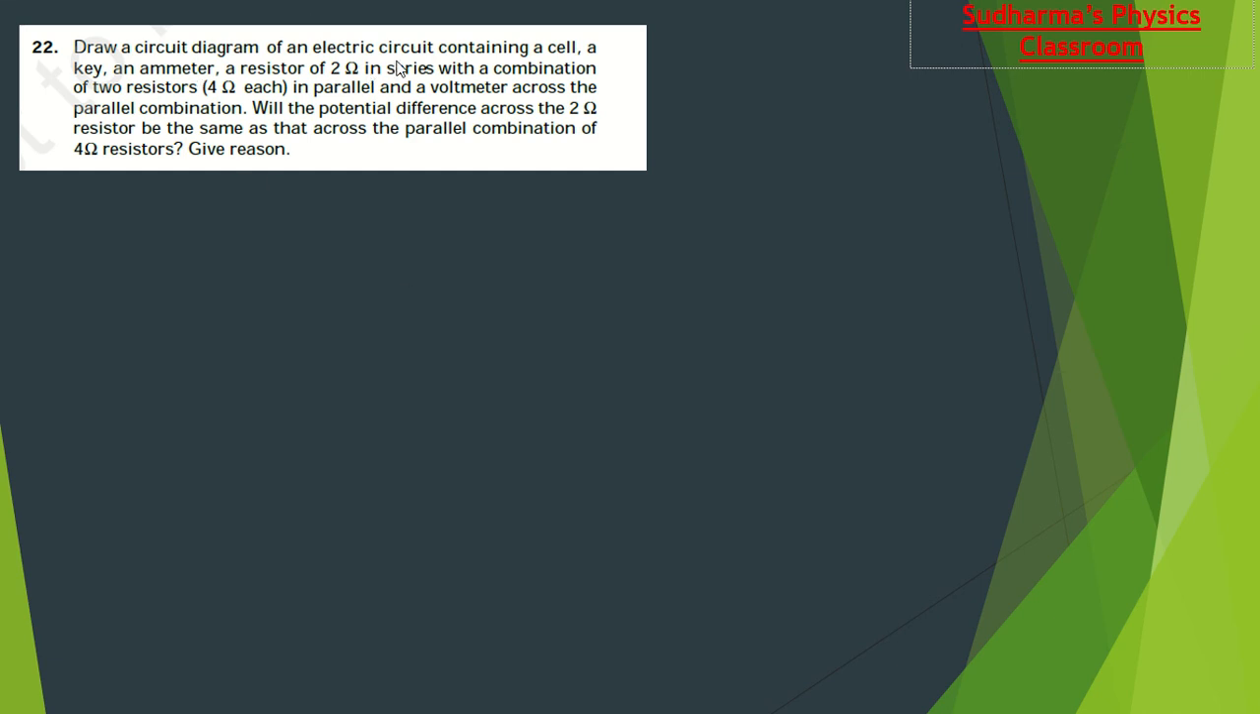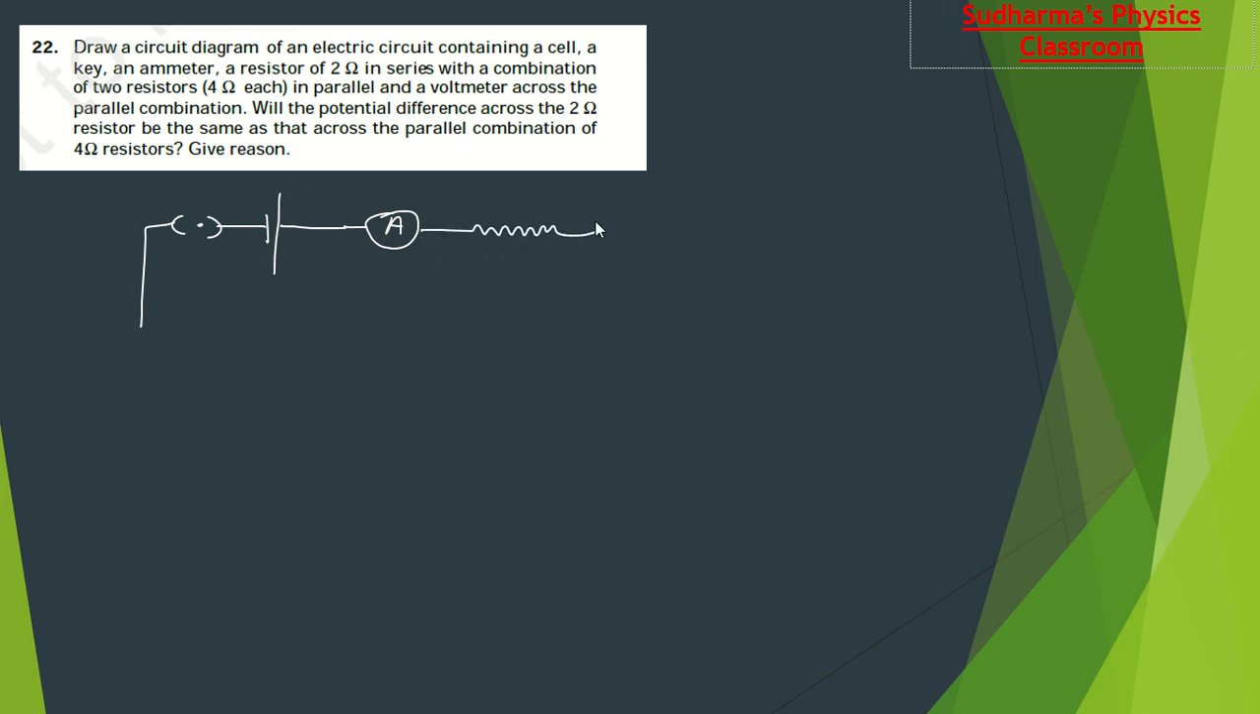Draw a circuit diagram of an electric circuit containing a cell. We are supposed to draw only a single cell. A key and an ammeter. So let me just draw an ammeter. It doesn't matter wherever you connect the key. And a resistor of 2 ohm in series with a combination of 2 resistors 4 ohm each in parallel and a voltmeter.